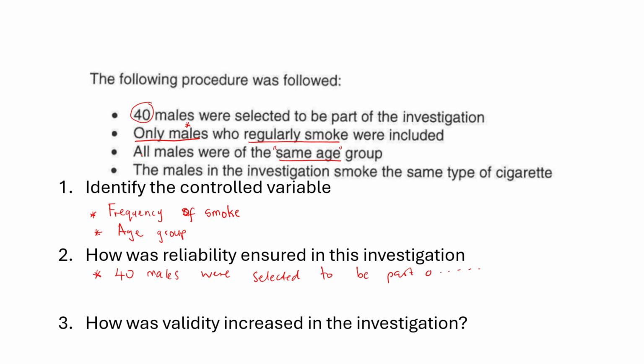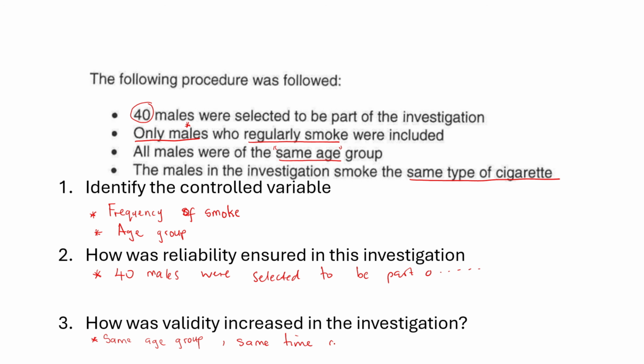Look at this one. All males were of the same age group. The word same already tells you about the validity of the investigation. So here, how was validity increased? You can just say same, all males were of the same age group. Same age group. Then you're gonna get a mark. Just using the word same. In reliability, you increase sample size or you repeat the investigation. But then in validity, you use the word same. So here you can see that the males in the investigation smoke the same type of cigarette. So you're gonna just say here, same type of cigarette.